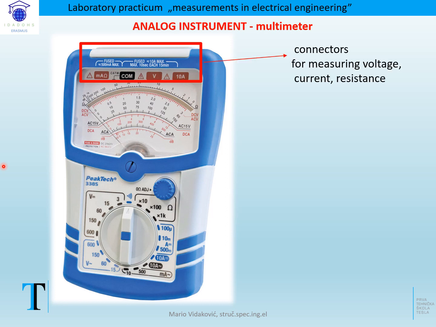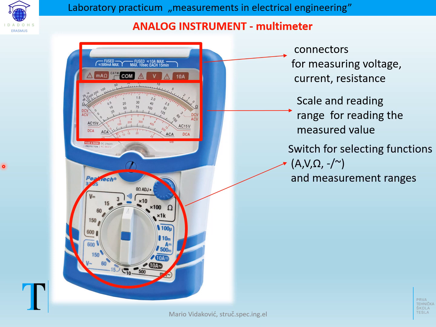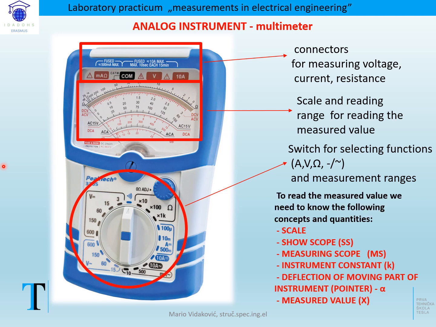These are the connectors for measuring voltage, current, and resistance. And this is the scale and reading range for reading the measured values. We have different scales, and we must choose the right one to measure the electrical value. This part is the switch for selecting which function we are going to measure: amperes, volts, ohms, direct, alternating, and such, and measurement ranges for the different measured values.